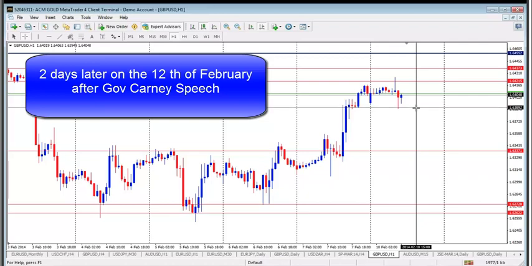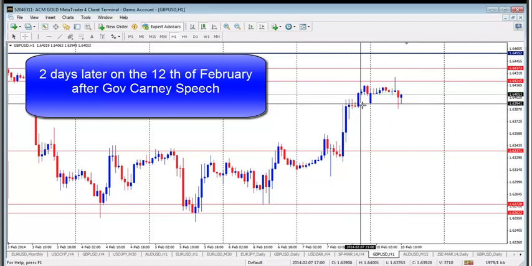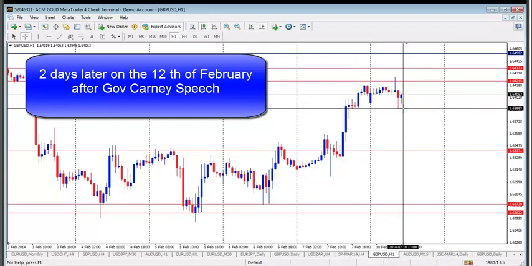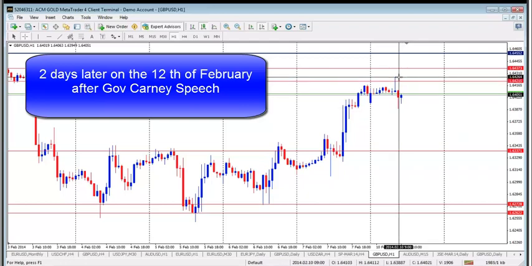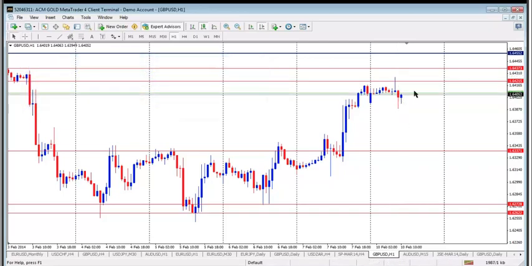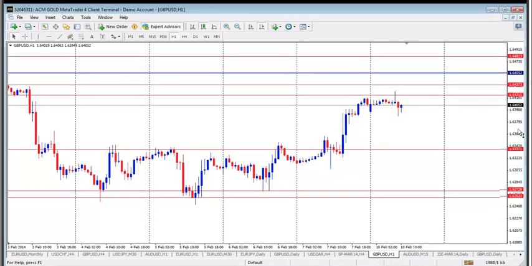call it 163.90. Right, you can see here it bounced off these levels here, and it bounced again today off 163, call it 163.90, and this level here is 164.26. So we're trading in a bit of a range here.